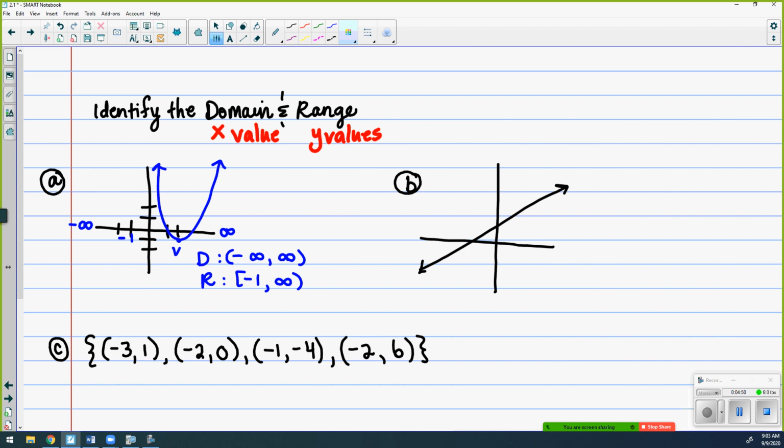So for domain, you're thinking, what values would I come across as I moved from left to right? For range, you're thinking about what values would I come across on this function as I moved from the bottom to the top.